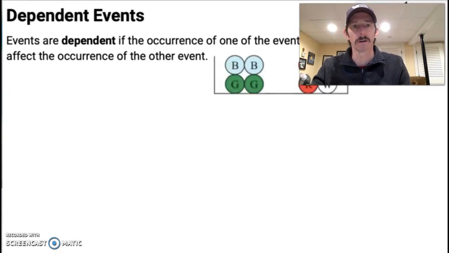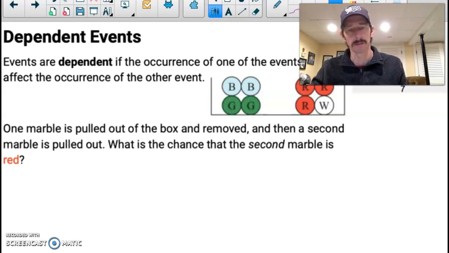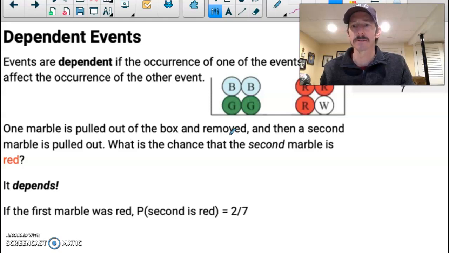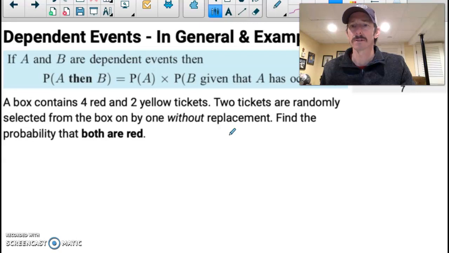So if I go back to the same example we were doing before with the marbles, you see you've got the exact same bin in there, except that instead of being in separate boxes, now they're all in one box. It's all in the same bin. It's crazy. Now I'm going to take one marble out of the box and then a second marble out of the box. And what is the chance that the second marble is red? Well, it depends, because if the first marble is red, it'd be 2 out of 7. But if the first marble wasn't red, it'd be 3 out of 7. So here's example 8.